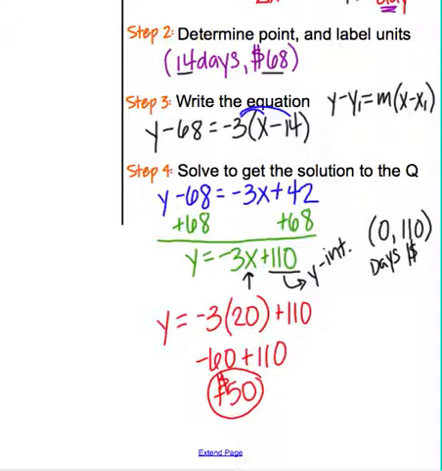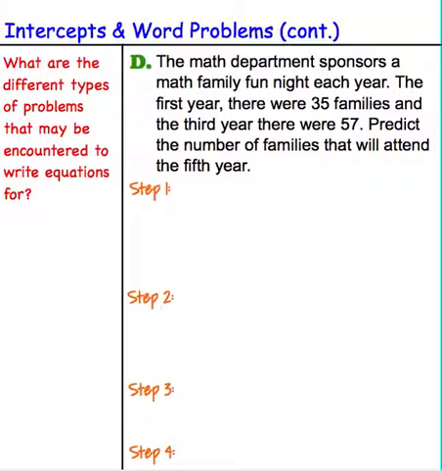Let's take a look at another example. Now we've got here the math department sponsors a math family fun night each year. The first year there were 35 families, and the third year there were 57. Predict the number of families that will attend the fifth year. When I look here, I don't see any per, which means I don't have that rate of change or that slope. So we're going to go about solving this one just slightly different.